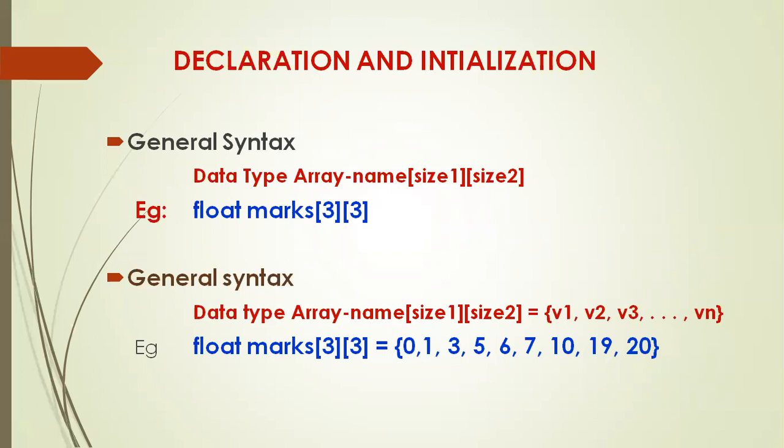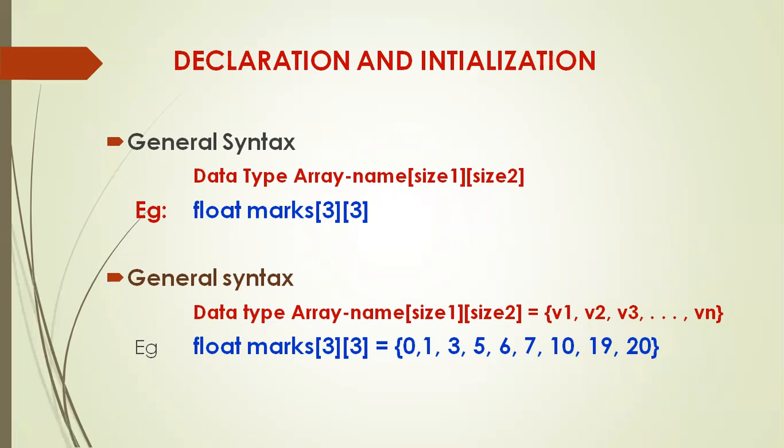No values are stored. If you want to declare and also give values to the elements, you can go for the second format. Its format is data type, array name, size 1 and size 2, and within the curly brackets you can specify the values. In this example, marks[3][3] has 3 rows and each row has 3 columns, so the total number of elements will be 9. You specify 9 values like this: 0, 1, 3, 5, 6, 7, 10, 19, whatever values you like.